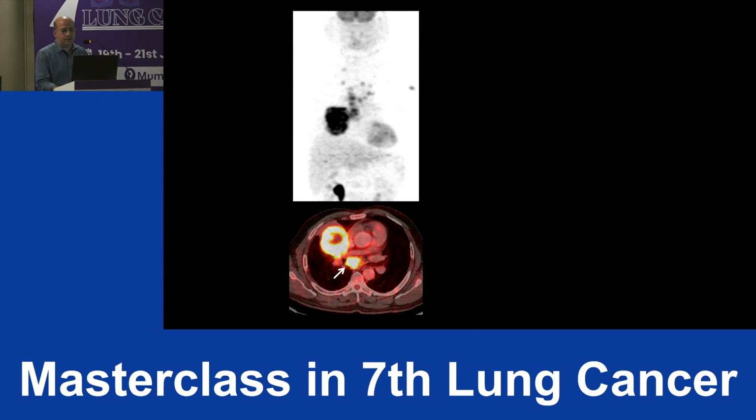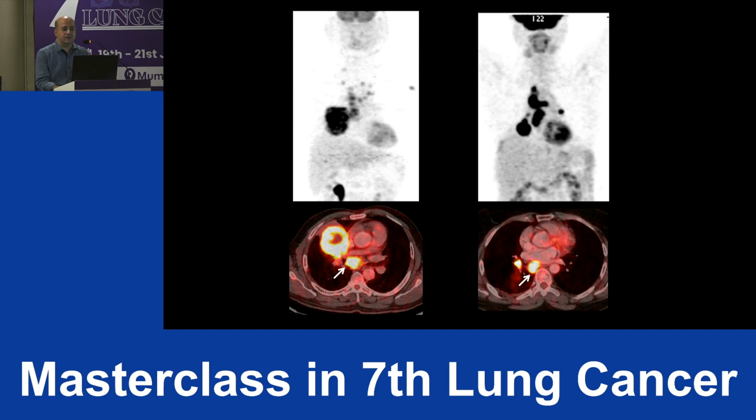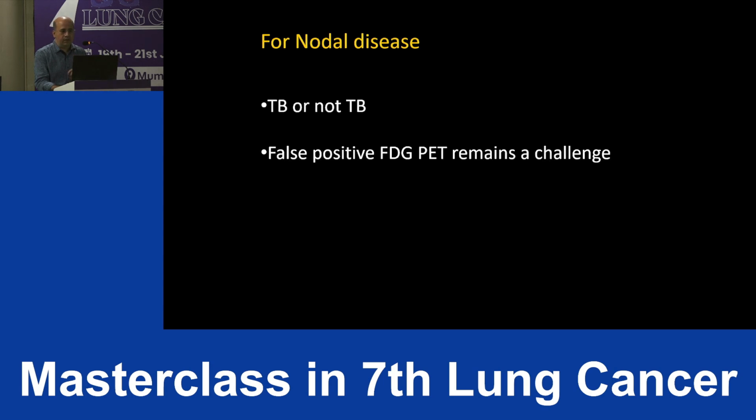So this is a lung cancer with multiple mediastinal nodes and another lung cancer with mediastinal nodes. One of them is TB and one of them is cancer. So this is how both conditions can confuse if you just look at the uptake, and there's no real easy solution to it except for mediastinal nodal sampling. It could be by EBUS or it could be by invasive mediastinal staging. So for nodal disease, TB or not to be, false positive PET remains a challenge.